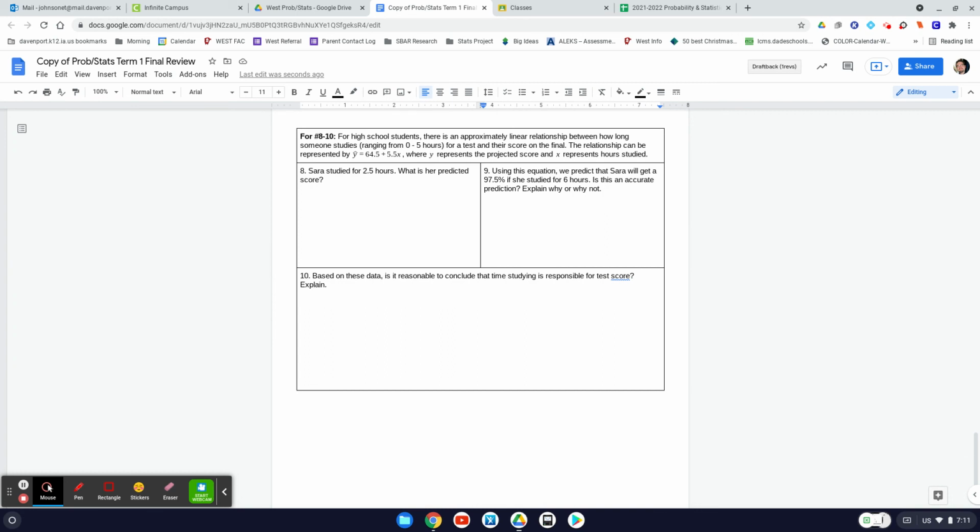For high school students, there's approximately a linear relationship between how long someone studies, ranging from 0 to 5 hours, for a test and their score on that final. The relationship can be represented by y hat equals 64.5 plus 5.5x, where y represents projected score and x represents hours studied. So Sarah studied for 2.5 hours. What is her predicted score? So that means we need to plug that 2.5 in for x. So in your calculator, you would type in 64.5 plus 5.5 times the 2.5, and we get 78.25.